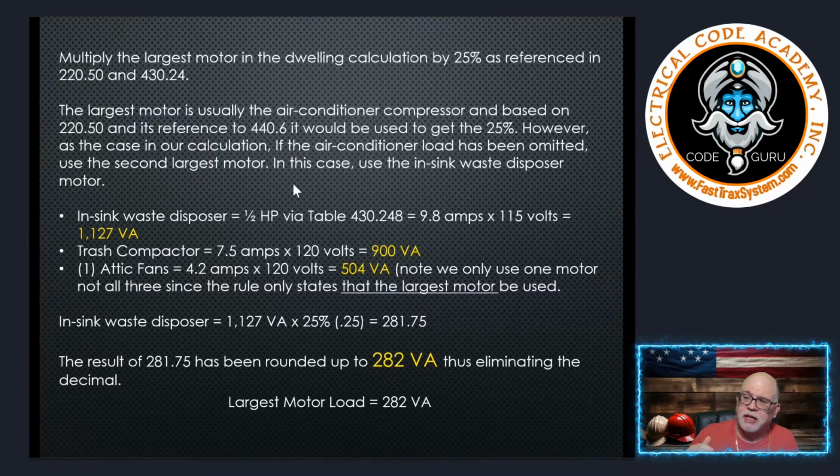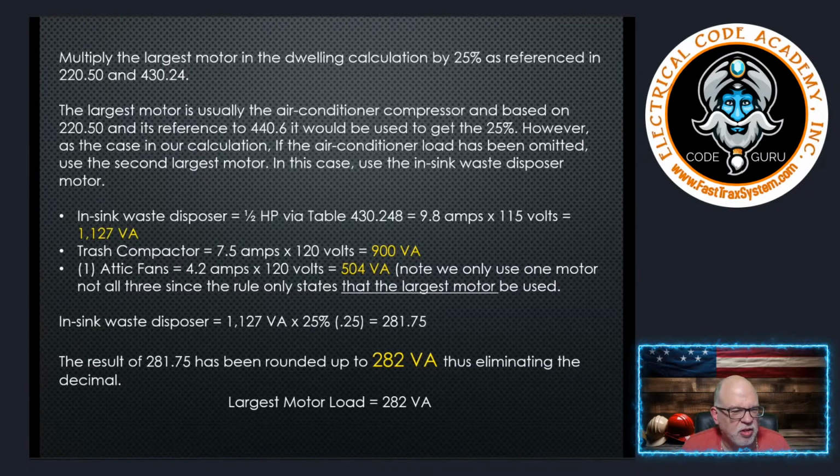So when you look at 220.50, put a little star next to that if you want, it reminds us to look at 430.24, which is where you have multiple motors. And it reminds us to take the first motor at 125%, but we haven't taken any motor at 125%. At best, we've taken them at 100%. So we have to get that little 25% somewhere, right? So what do we do?